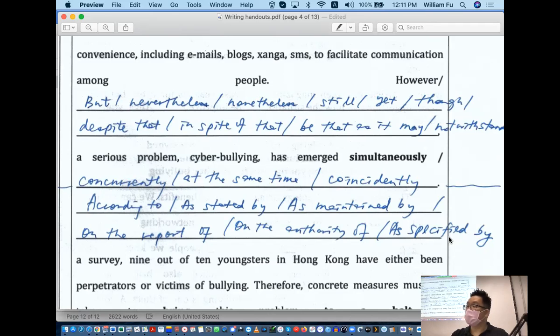Now, don't forget, in the introduction, we start from broad to narrow. Now, 9 out of 10 youngsters in Hong Kong have either been perpetrators or victims of bullying. You can borrow some phrases from the questions. Therefore, concrete measures. What's the meaning of concrete, Vinci? You know, concrete. Our concrete has 2 meanings.